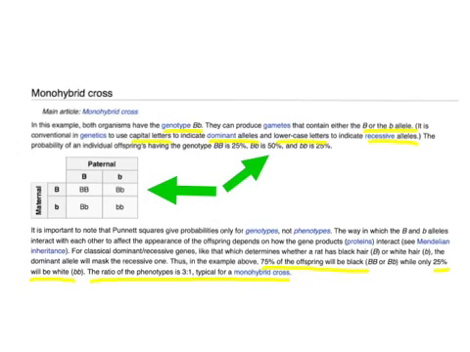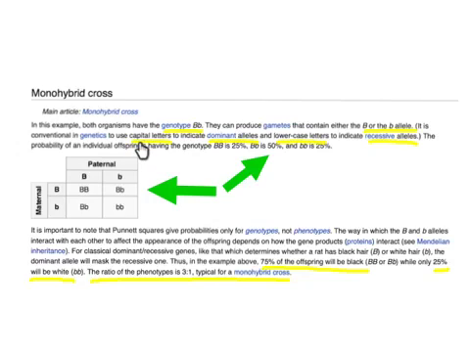The Punnett square I just recently showed you is essentially a monohybrid cross. In this example, both organisms have the genotype uppercase B, lowercase b, making them heterozygous. And again, for clarification, a genotype is just two alleles mixed together. In this particular case, it's just two alleles, the capital B and the lowercase b.